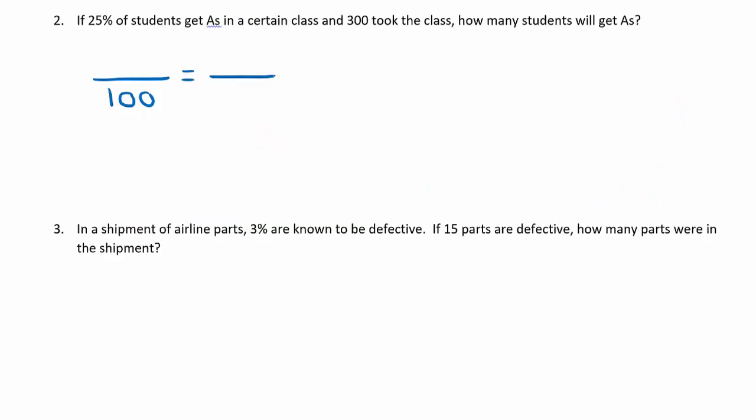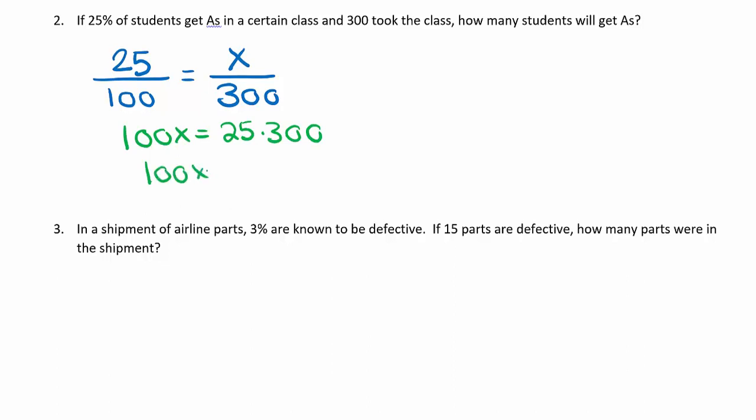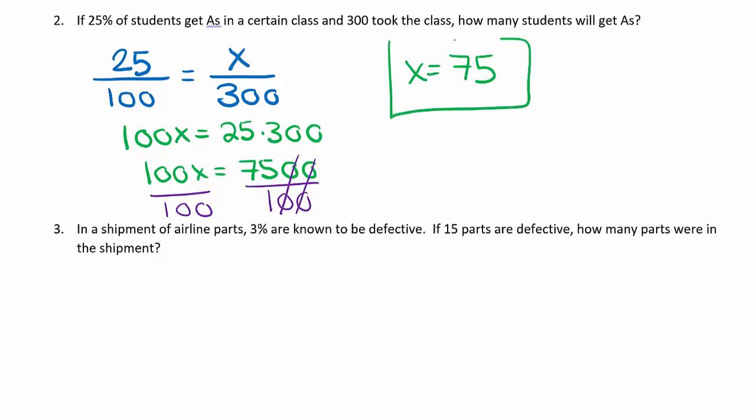Example 2. If 25% of students get A's in a certain class and 300 took the class, how many students will get A's? Well, this time I know the percent, that goes over 100. And then am I solving for the total or the part? Well, only part of the class gets A's, so the x goes on the top. Total number of students is 300. So now I can set those cross products equal. 100x equals 7,500. To finish, I'm going to divide both sides by 100. And my answer is 75. 75 students will get A's in this class.